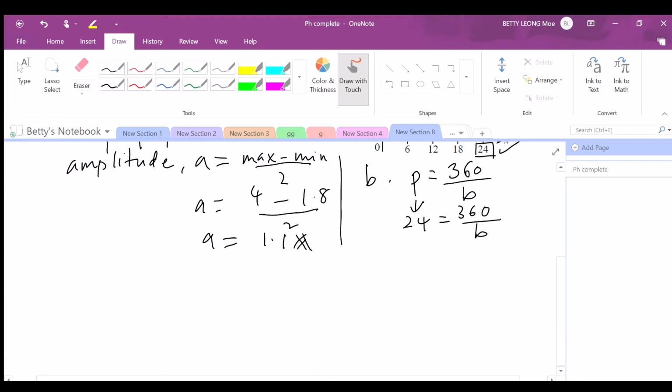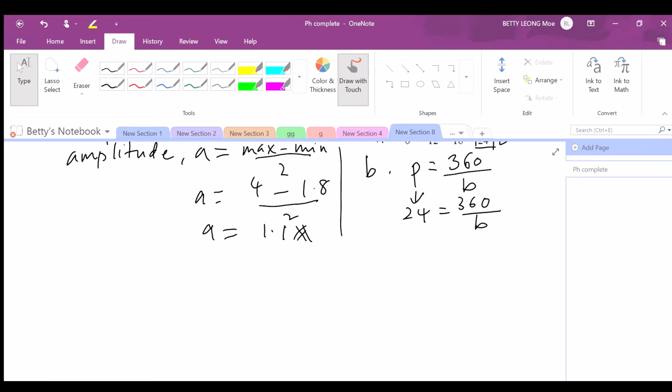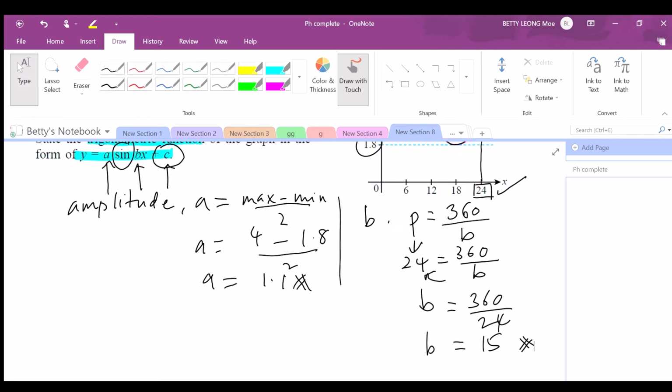So now you can find your B. Your B is 360 over 24. So you got your B is 15. Okay, very good. So you got your A, B, and now we go to C.